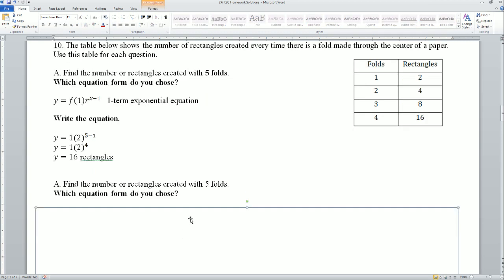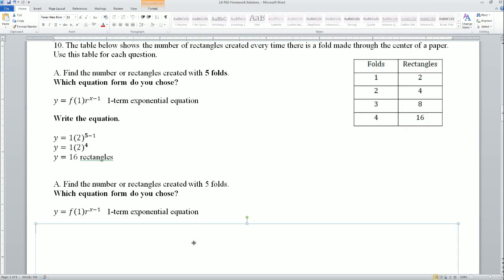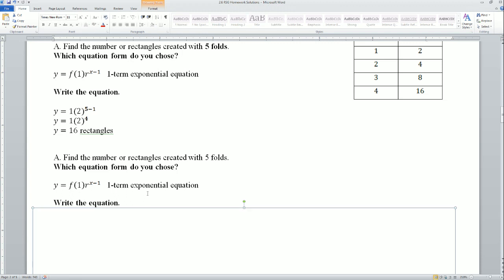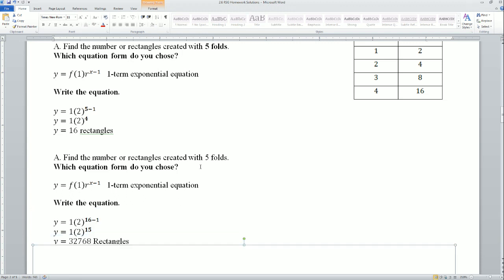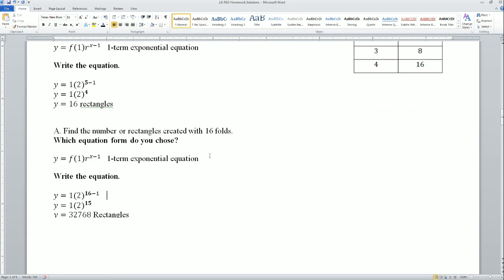Next, find the number of rectangles created for 16 folds. Again, I'm using the first term. Plug it in, so it's to the power of 15 now, and I get 32,768 rectangles from 16 folds.